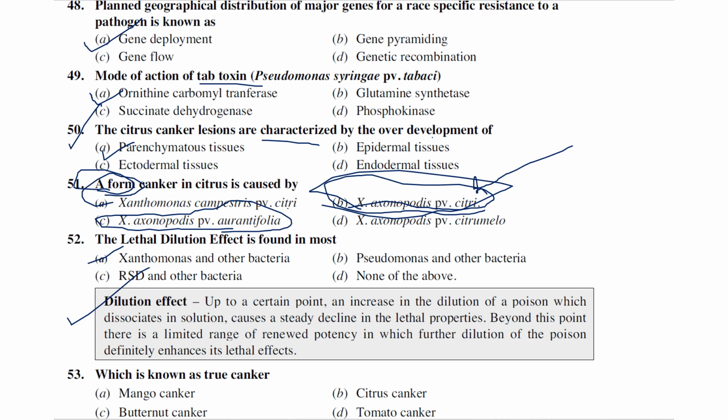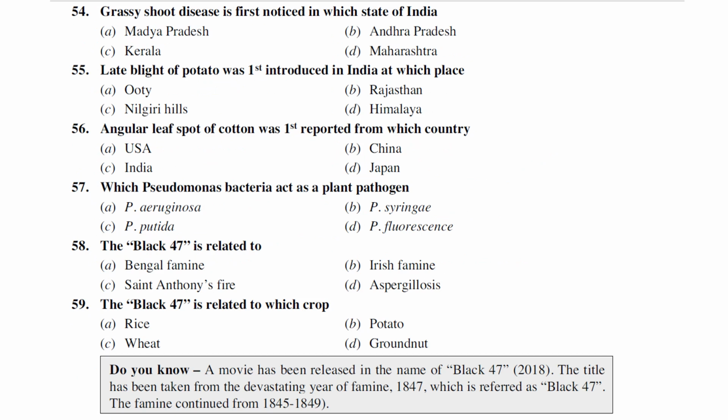Which is known as a true canker among the given options? Mango canker, citrus canker, butternut canker, tomato canker. Among the given options, citrus canker is known as the true canker. Grassy shoot disease was first noticed in which state of India? In the state of Maharashtra, this grassy shoot was first observed. Late blight of potato was first introduced in India at which place? Ooty, Rajasthan, Nilgiris, or Himalaya. It is believed that the Nilgiri Hills is the first area where late blight of potato was introduced in India.